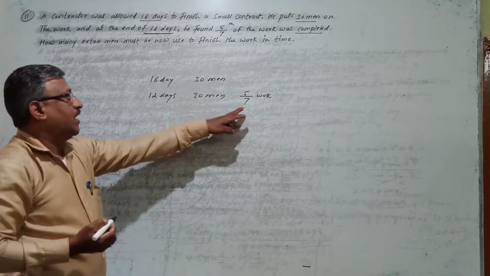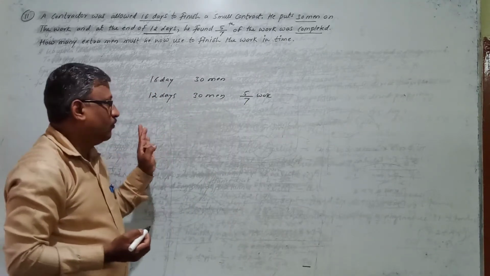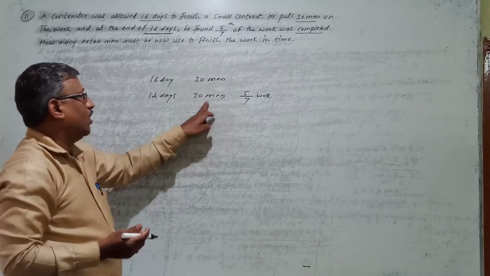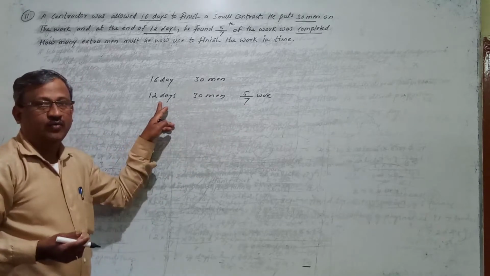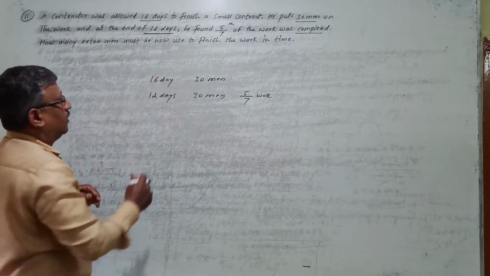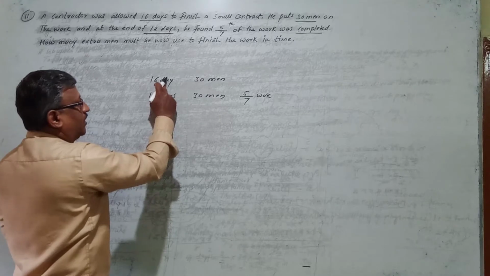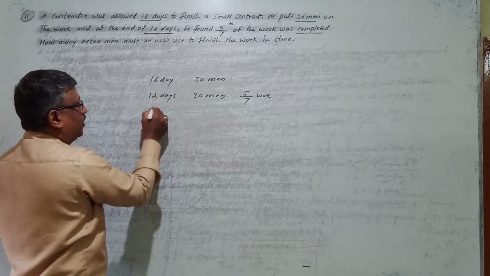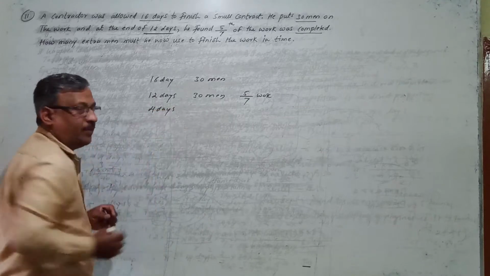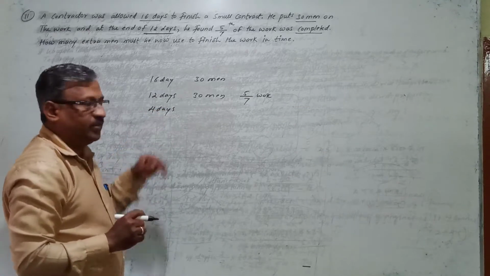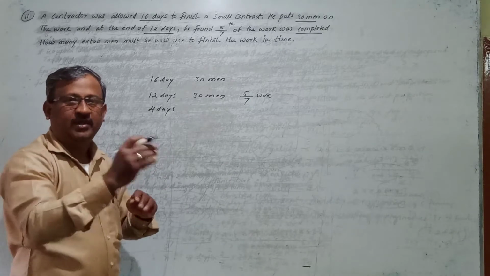That means still he has not completed the full work. He has completed only 5/7 of the work with 30 men in 12 days. So how many days are remaining now? Totally 16 days are given, and out of that he has already worked for 12 days. Still 4 days are remaining, and in these remaining 4 days he has to complete the remaining work.